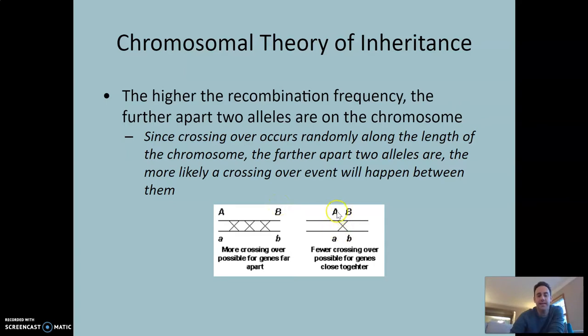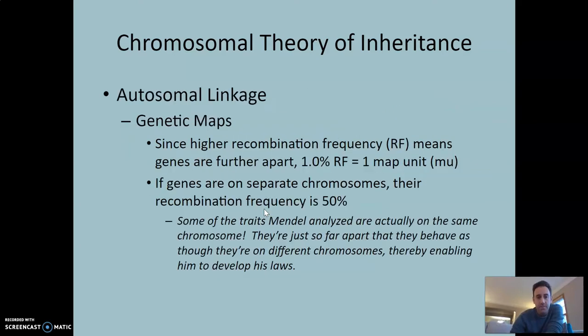Versus on this diagram, here they're really close together. And so really the only place where recombination can happen is exactly right in this spot. And so it's much less likely to happen between these two genes, so you would expect a lower recombination frequency. So the recombination frequency gives you a sense of how far apart two genes are on a chromosome, and that allows us to make these sort of preliminary genetic maps.